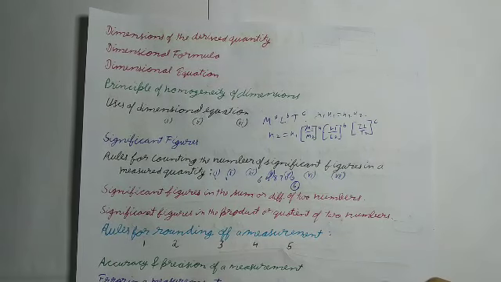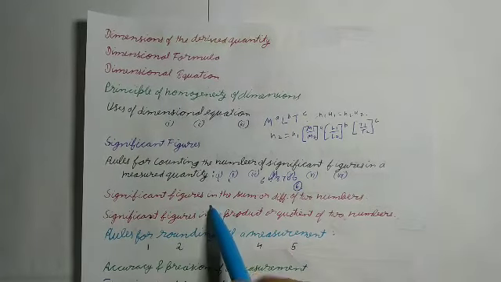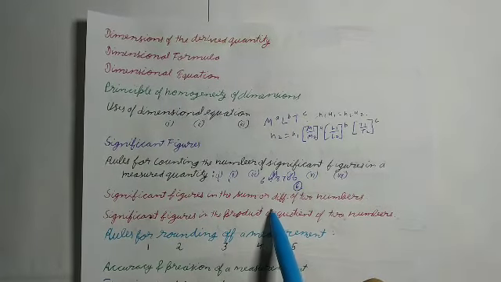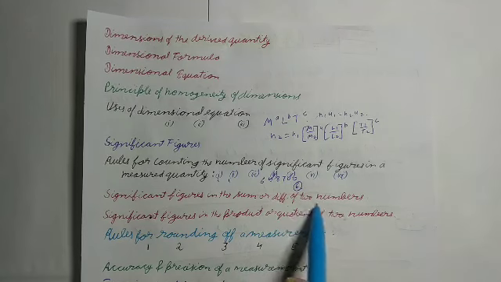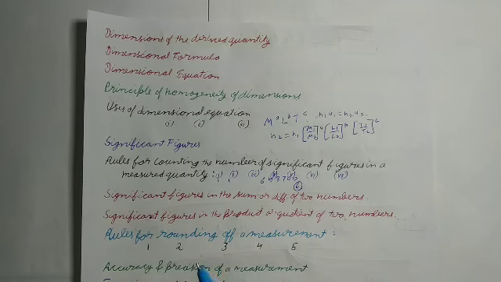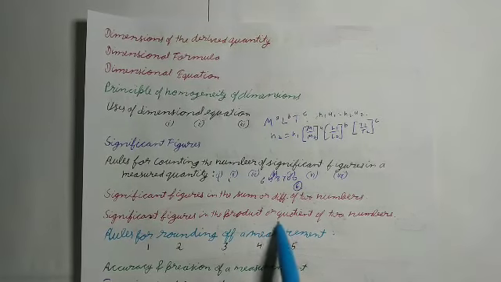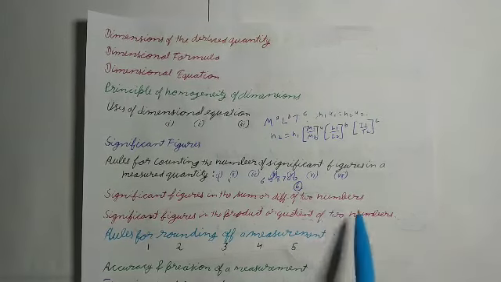Seventh and last, the number of significant figures does not depend on the system of units. Now, significant figures in the sum or difference of two numbers. In addition or subtraction, the result should be reported to the same number of decimal places as that of the number with the minimum number of decimal places. Significant figures in the product or quotient of two numbers.